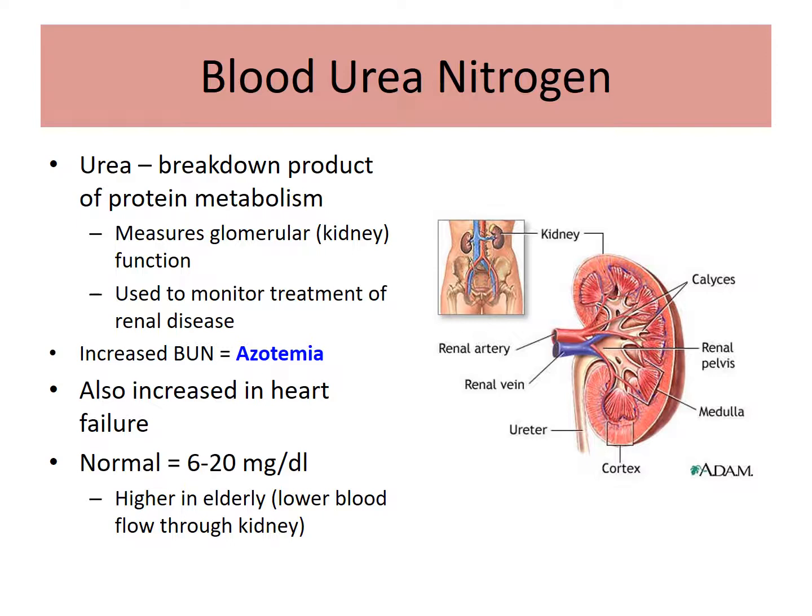The normal BUN is 6 to 20 milligrams per deciliter, so you can see it's measured at a higher concentration than creatinine. It's not as sensitive to renal function as the creatinine is, and again we do see higher normal numbers in older people, and again most frequently due to a decrease in blood flow through the kidney. It is common to see changes in biomarker normal ranges with age.